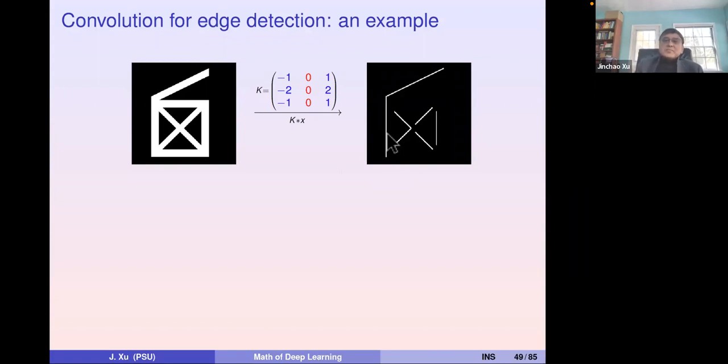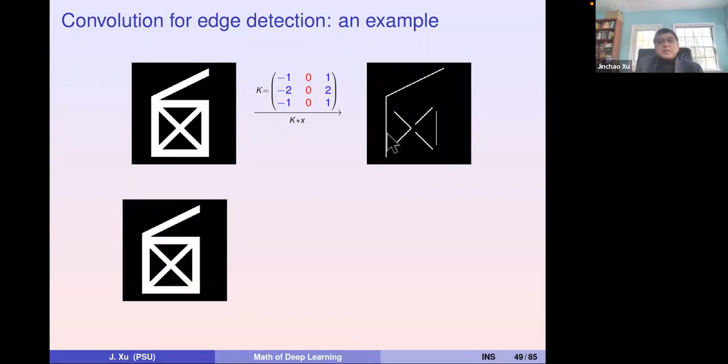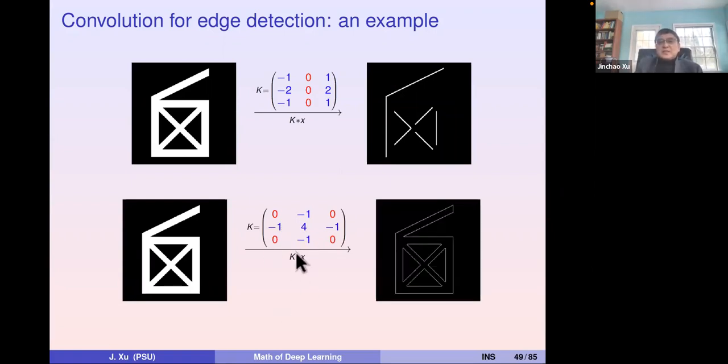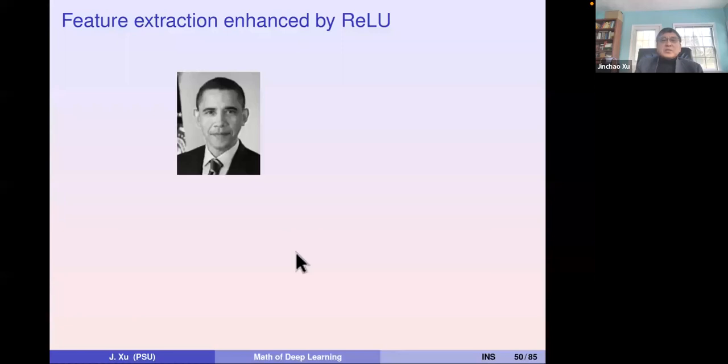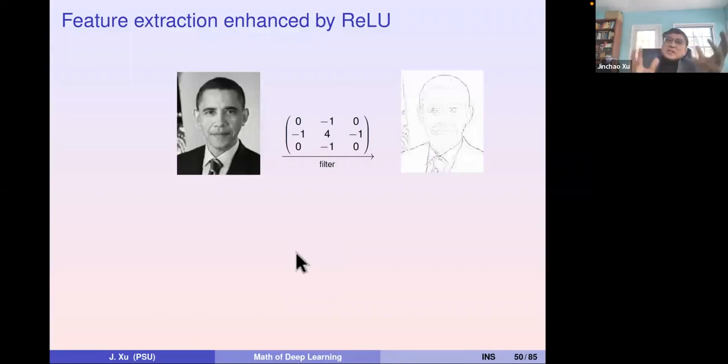And this will detect the vertical line. You can also do the diagonal line. But if I do a more symmetric, Laplacian type of kernel, you can get edges in different directions. Let's apply this to these images. If you do this, you get some kind of edge effect. You see that.